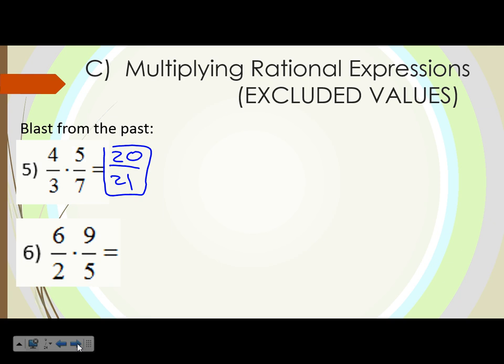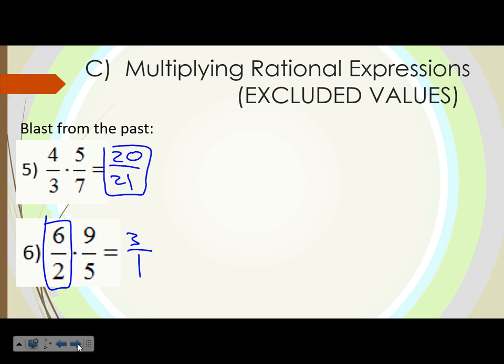For this one, I have 6 over 2 times 9 over 5. Now you could do the same thing with this. 6 times 9 is 54. 2 times 5 is 10. Then you can reduce that. So one of the things we're going to start doing, remember that you can cross reduce. Or if you just have a fraction that you can reduce, you can go ahead and do that. So 6 over 2 is just 3.